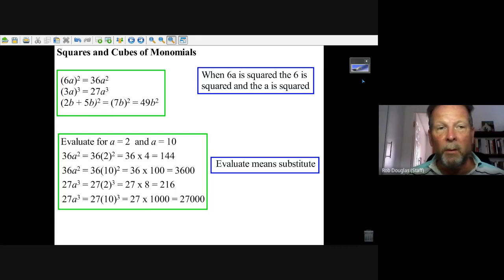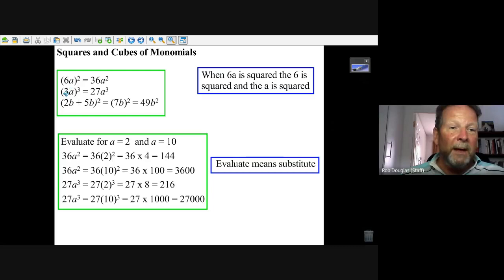Next topic is squares and cubes of monomials. People often make mistakes with these, and that's why I made a separate worksheet, a separate kind of thing to talk about this. Make sure we get this right.